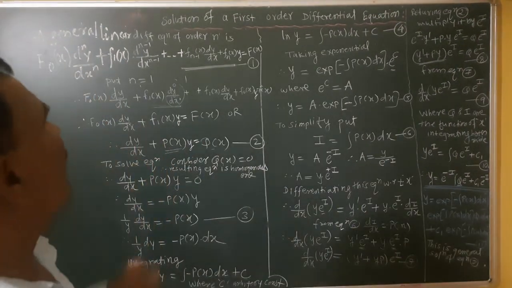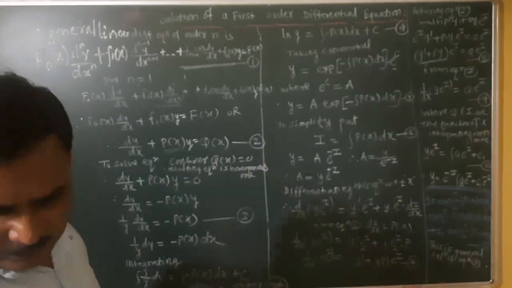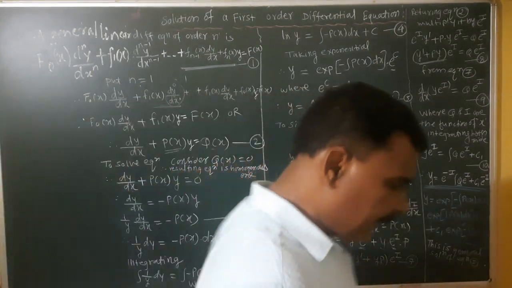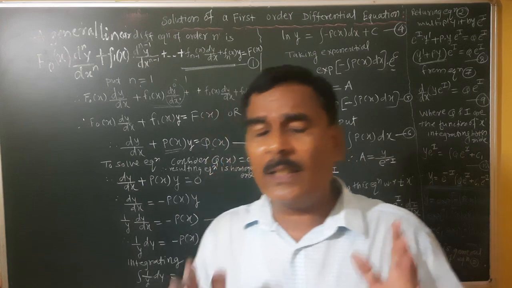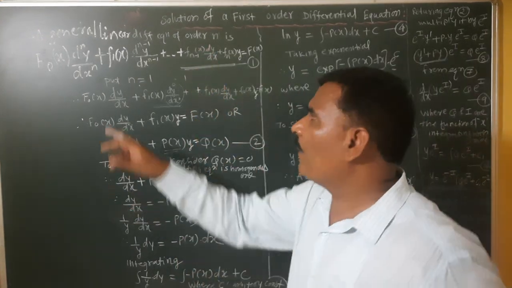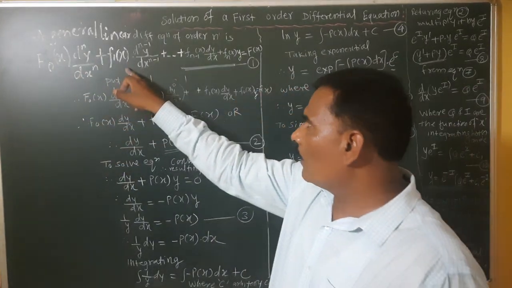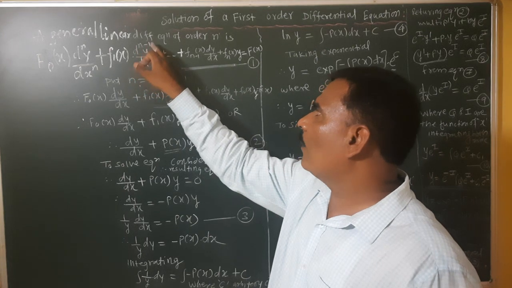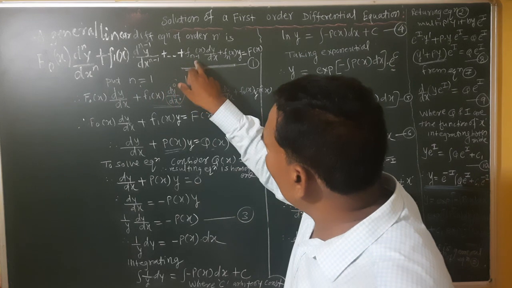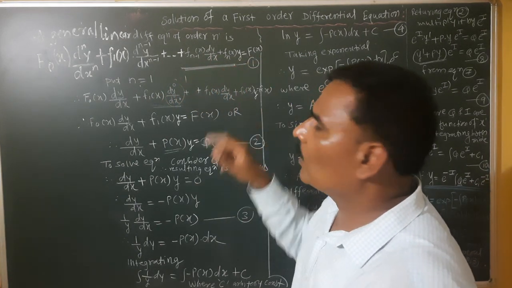See here, very importantly, we have to consider the solution of first order differential equation. First of all, we have to know what is the general equation of the general linear differential equation for the first order. That is f0 of x into d raised to n y upon dx raised to n, f1 of x into d raised to n minus 1 y upon dx raised to n minus 1 plus dot fn minus 1 of x into dy by dx plus fn of x into y is equals to f of x.